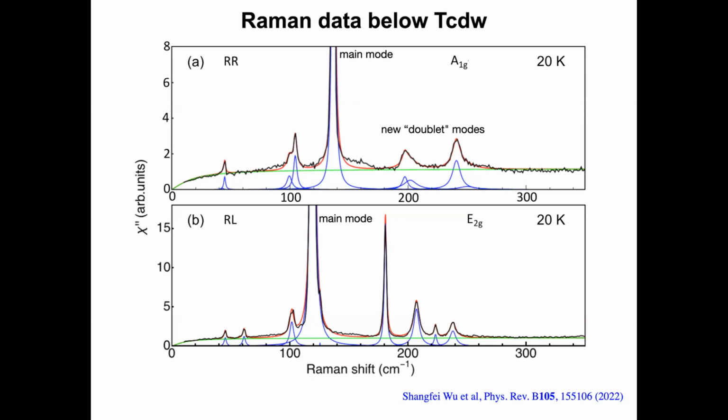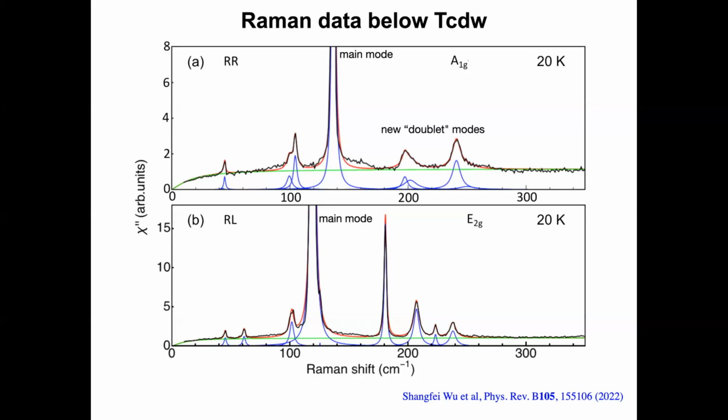In order to see C3 symmetry broken, you expect this true 2-dimensional representation, E2G, to split. This is the main mode, and those are these extra modes that appear below the transition. You should see doublets here, and we don't see the doublets here. That is very strong Raman evidence that C3 is intact.